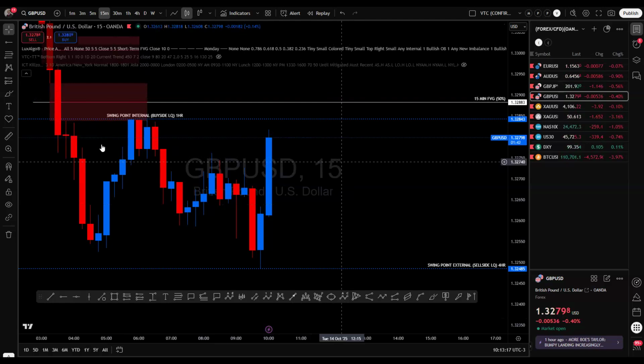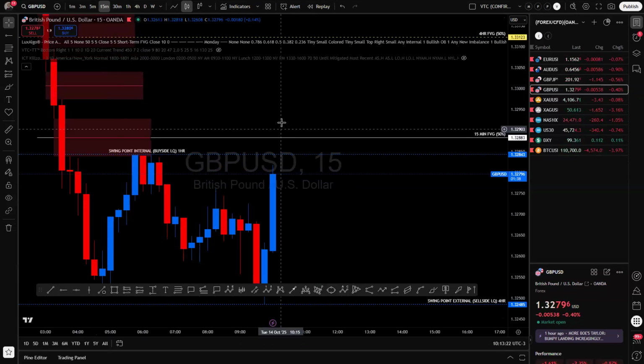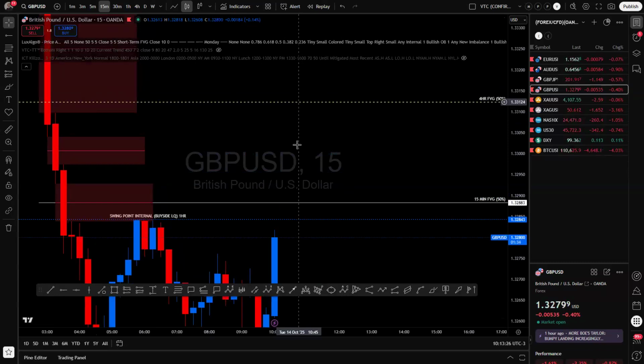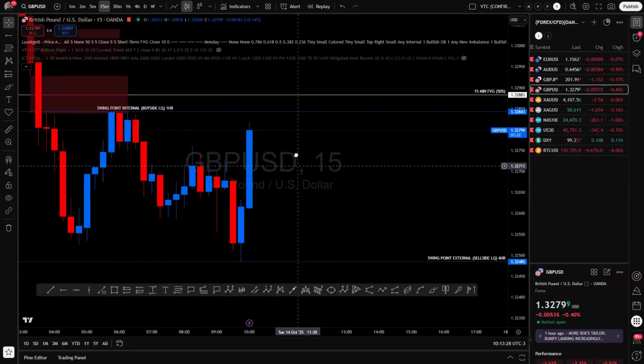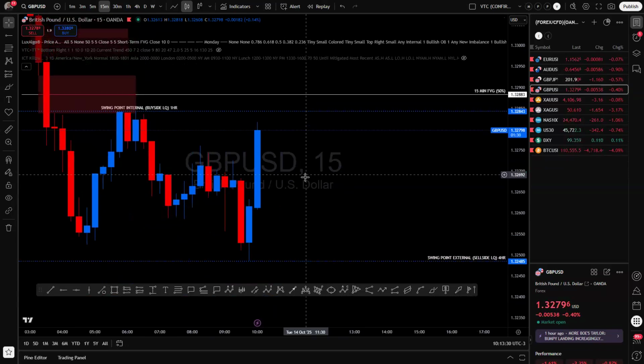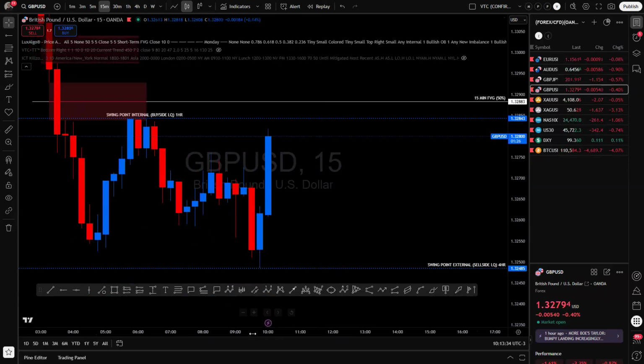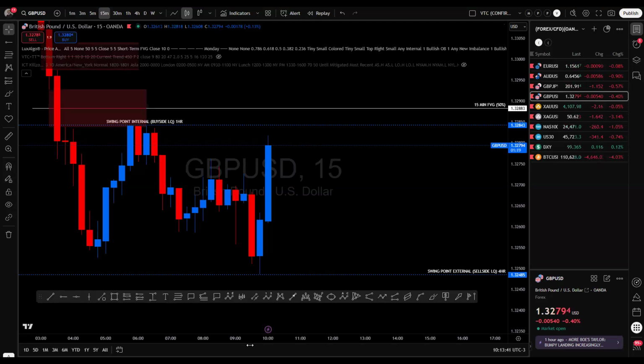Now, if price validates this fair value gap and closes with some strength above, we may be ready to go up into this 4-hour fair value gap. So we'll just have to play about here and see what happens. We've got a little over 1 minute before the 9:15 closes. We want to see what happens with pre-market open. I'll be right back.